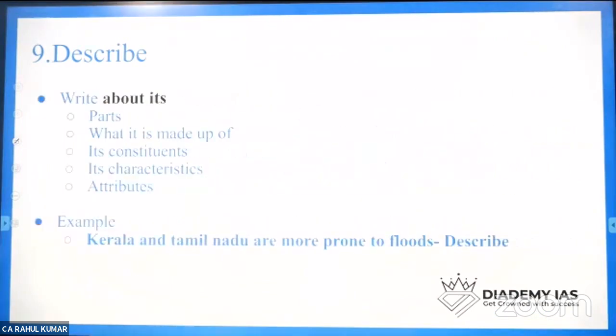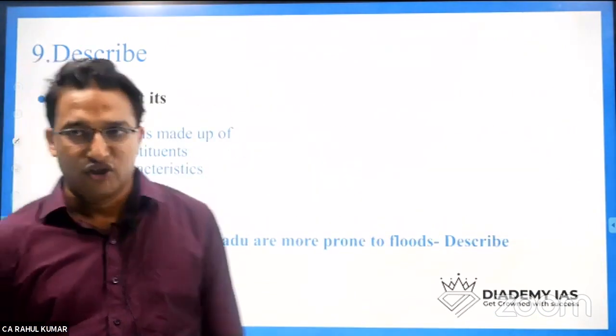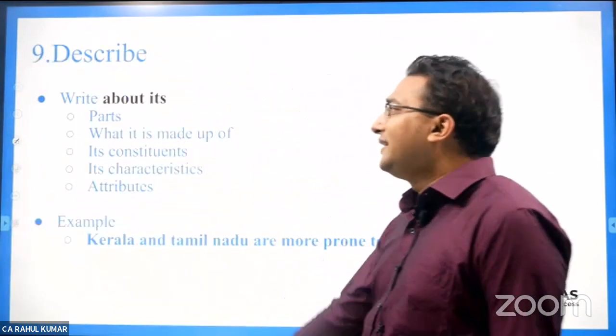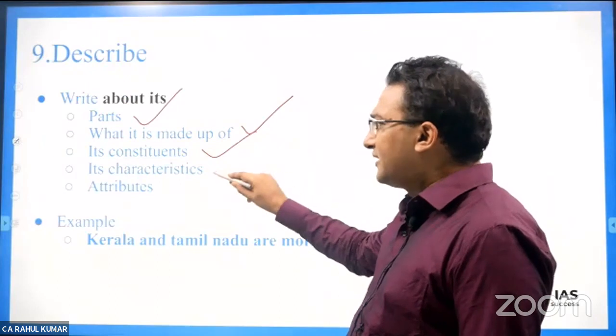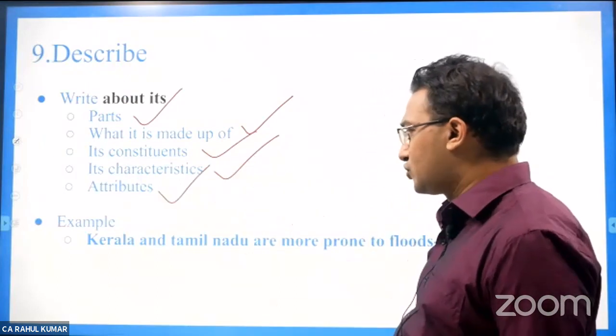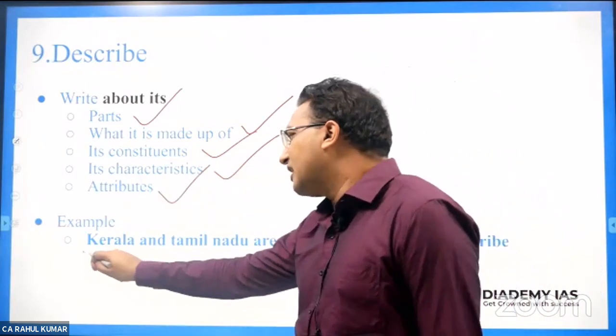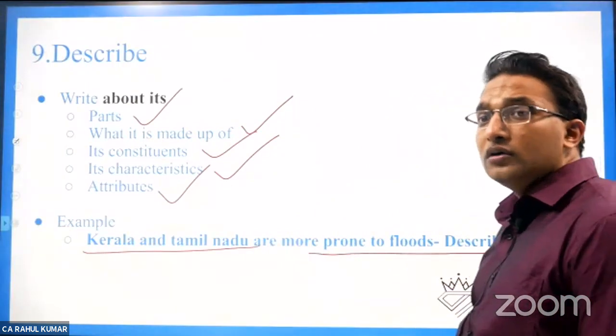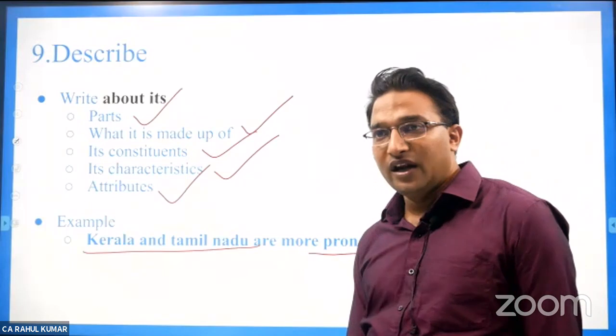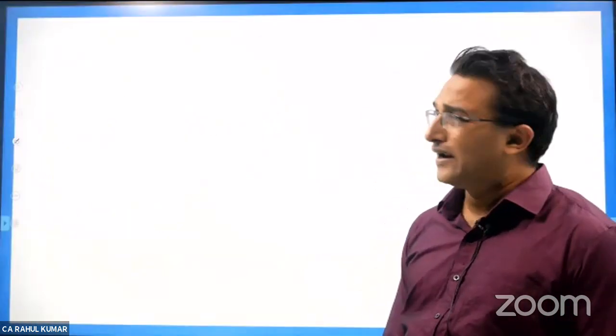Now, describe is again a kind of detailed explanation, right? So here you will tell the different parts, what it is made up of, its constituents, its characteristics, its attributes, right? So for example, Kerala and Tamil Nadu are more prone to floods. Describe. So you have to describe in detail, you have to give the detailed explanation.